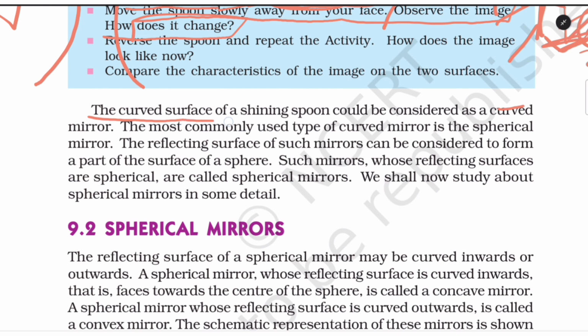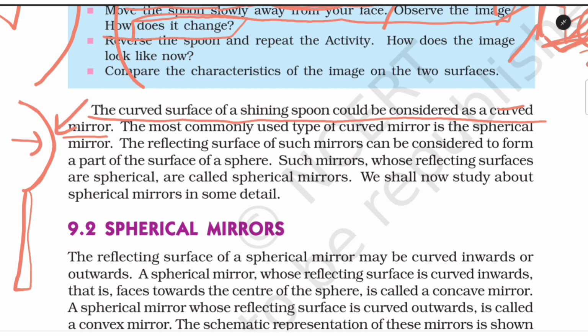The curved surfaces of a shining spoon could be considered as curved mirrors. In the shining spoon, we have considered the curved shape. If you feel that it is a spoon, it will be curved like this. This is one face, this is another face.